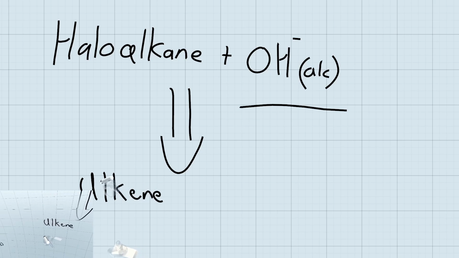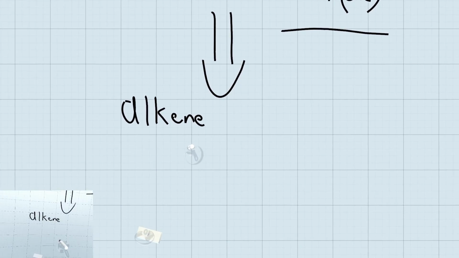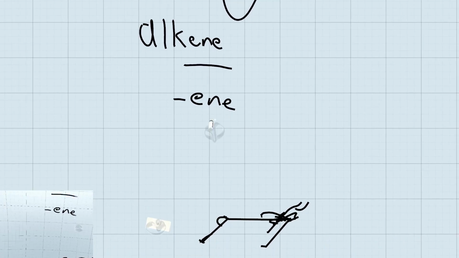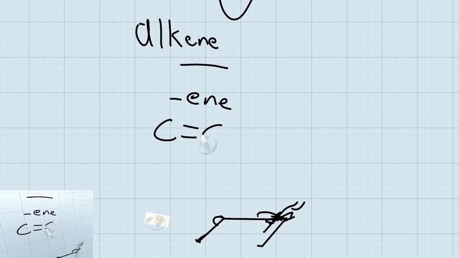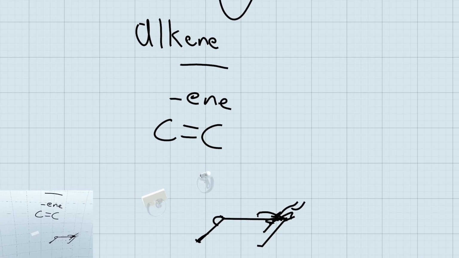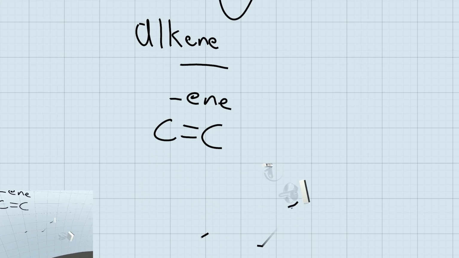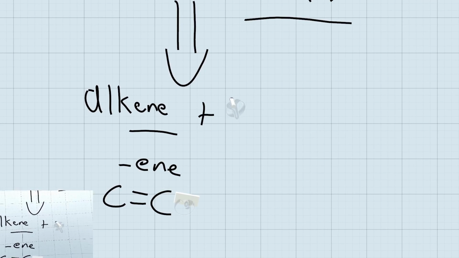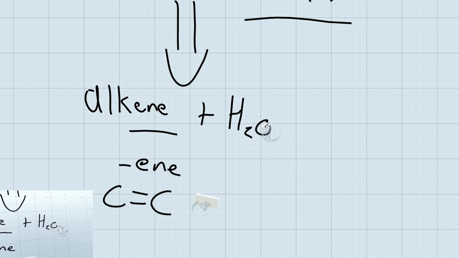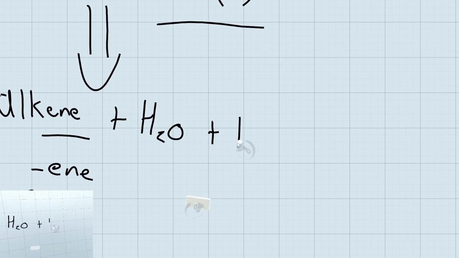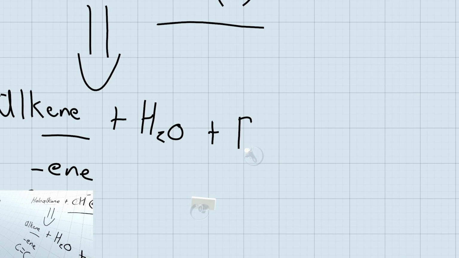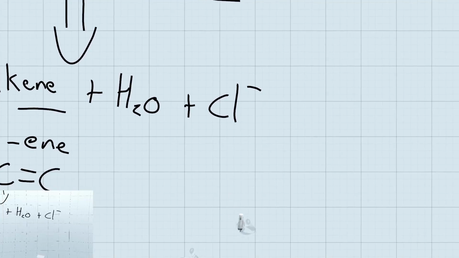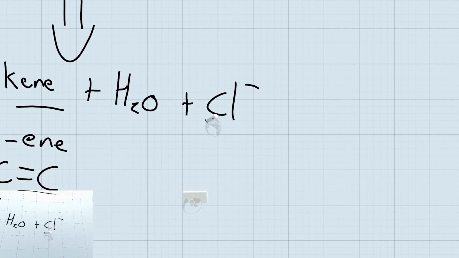right? An ene, not an ane, right? So the ene suffix here denotes that there is a carbon-to-carbon double bond somewhere in the molecule. None of this single bond malarkey. Cool. So we get an alkene, we produce water, H2O, plus our rejected halogen. I'll be using, say, chlorine again. In this case, it's now going to be chloride.